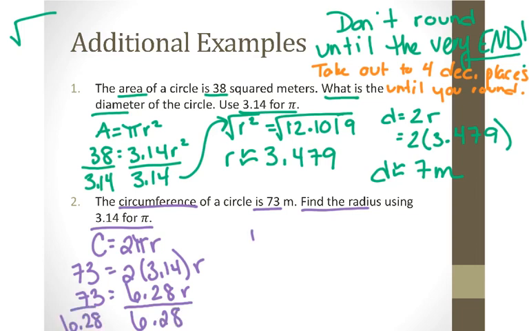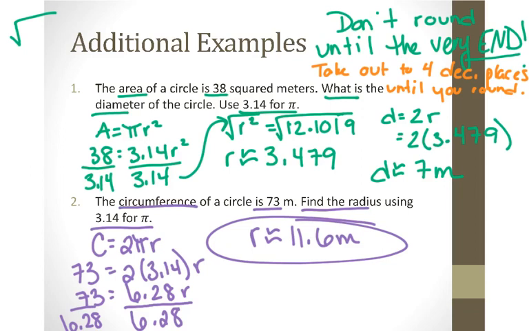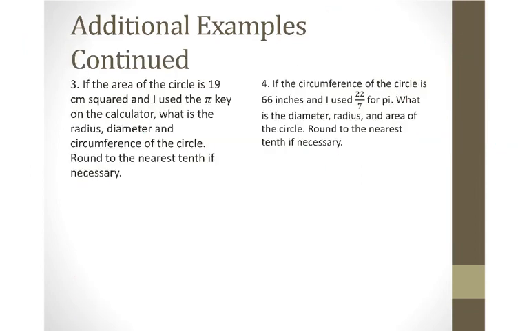And then you're going to get r to be about 11.6 meters. And that's your final answer. All right, 2 more examples that we're going to do.